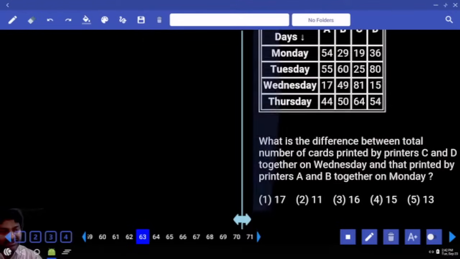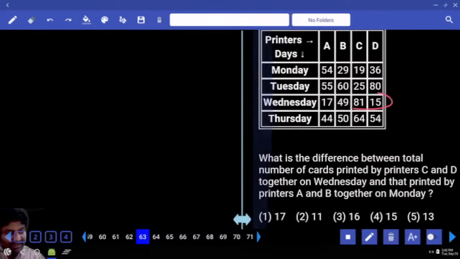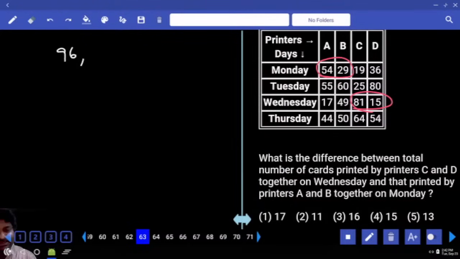What is the difference between total number of cards printed by CD together on Wednesday? CD together on Wednesday, 81 plus 15, 96. Difference between this and AB together on Monday. AB together on Monday, tens places 70, units places 13, 83. Difference 13.